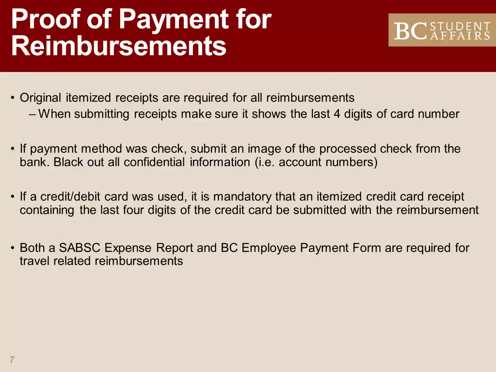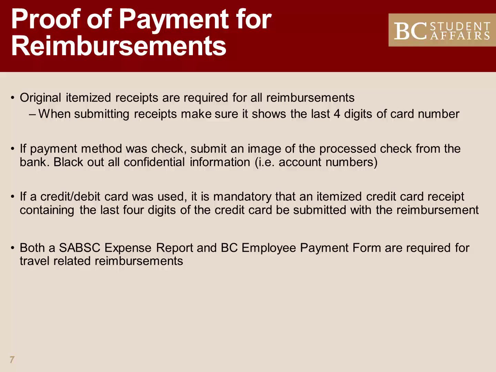Next, I will cover how to handle proof of payment receipts. Proof of payment is required for all reimbursable expenses as well as outside individuals seeking reimbursement of any kind from BC. Original itemized receipts with the last 4 digits of the card number shown on it must be turned in along with either form when seeking reimbursement. If a check is used, submit a copy of the front and back of the check once it has been processed by the bank. Be sure to black out any sensitive banking account information.